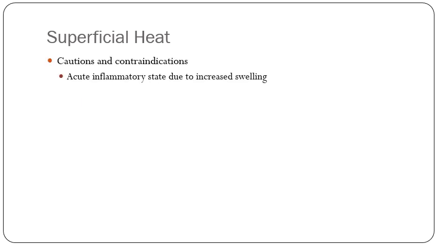Superficial heat, cautions and contraindications. In an acute inflammatory state, due to increased swelling, we would not want to apply heat. Individuals with coronary artery disease is something else to consider. If someone has that, in regards to superficial heating, that would be a precaution. If they're medically unstable or have coronary heart disease, that would be a precaution. Another contraindication would be diminished sensation or poor local circulation, which you would also see with superficial heat.